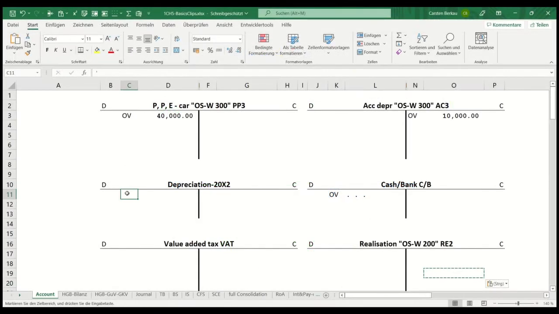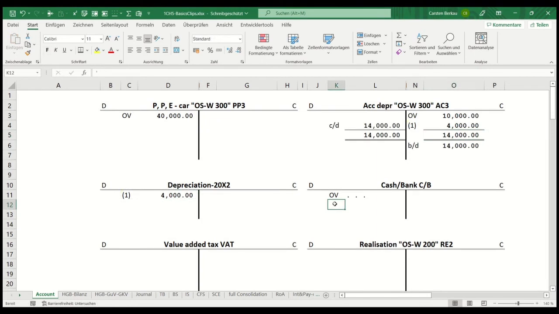We first record depreciation. Bookkeeping entry 1 is a debit entry in depreciation to the extent of 4,000 and I credit the value to accumulated depreciation. Next, I balance off accumulated depreciation. When WARDRIFT sells the car, it records a cash receipt as bookkeeping entry number 2. It is a debit entry in cash bank and we credit the realization account.